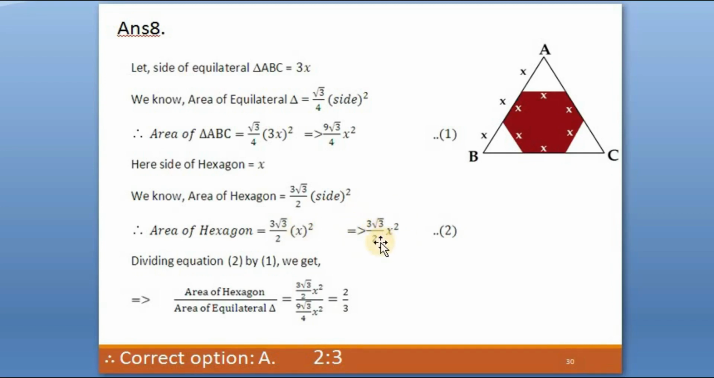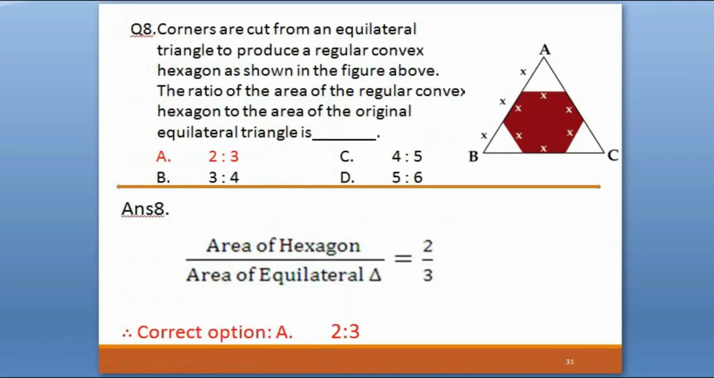Now dividing equation 2 by 1, because the question asks for the area of the hexagon to the area of the equilateral triangle. So dividing equation 2 by 1, we get the area of the hexagon to the area of the equilateral triangle as 3 root 3 by 2 x square over 9 root 3 by 4 x square, which is equal to 2 by 3. So the correct option is A, that is 2:3, right? So this is the ratio.